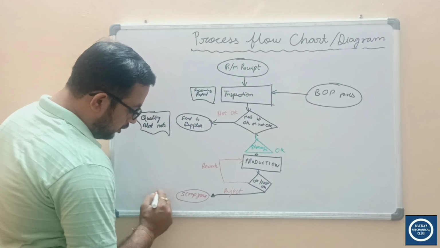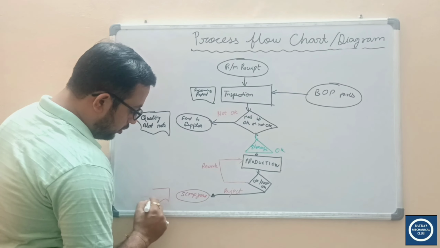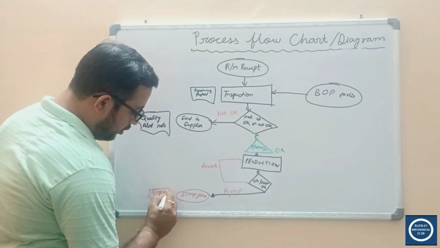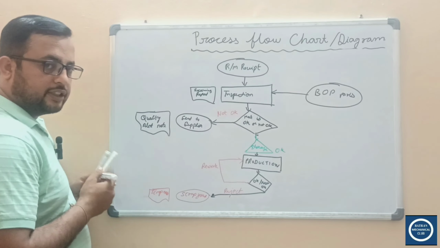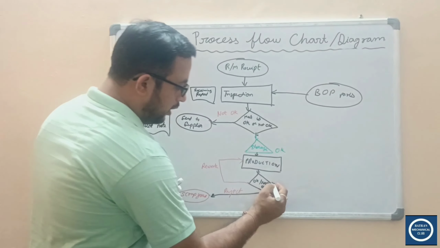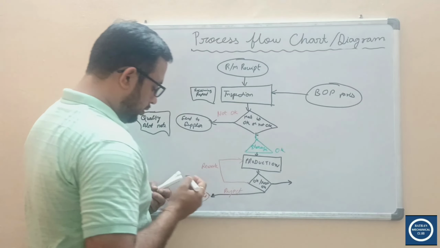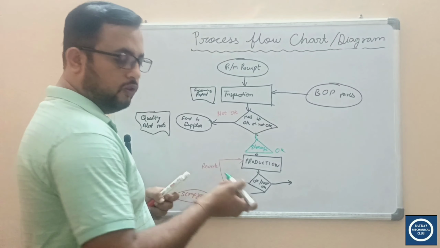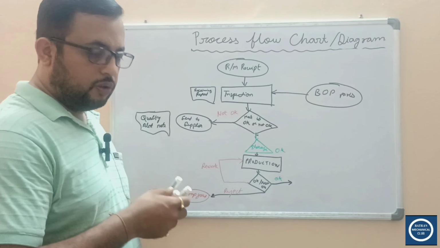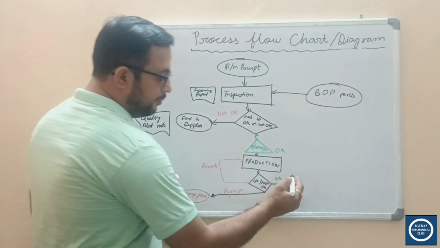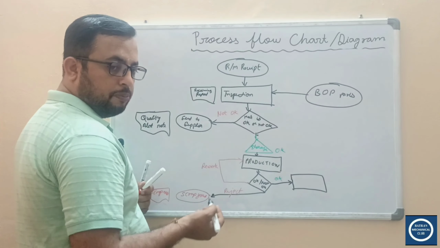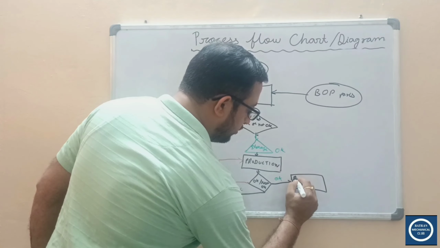Along with this, there is a document also, your scrap note, where detail about why it has been scrapped is given. The other material, which is okay material, will go to this side. Okay material will go for the other process, packing and labeling.